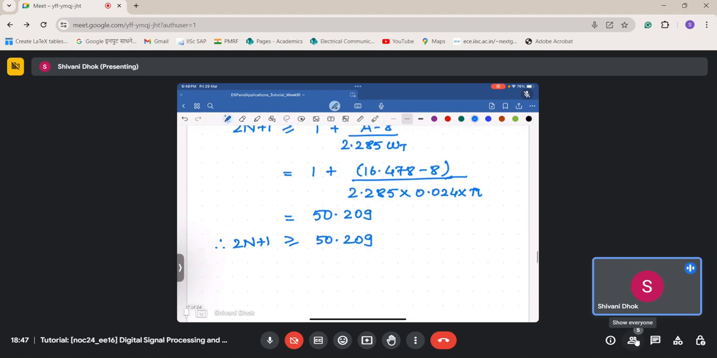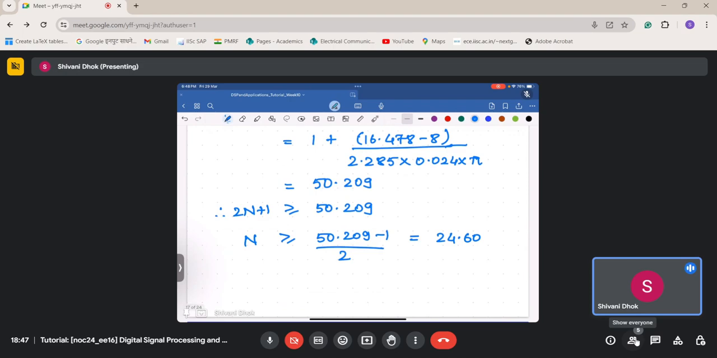We need to find out the value of n. So this n will be greater than or equal to 50.209 minus 1 upon 2, which is equal to 24.60. So if n is greater than or equal to 24.60 and n has to be an integer, then the smallest possible integer that we can take is 25. So therefore smallest value of n is 25.